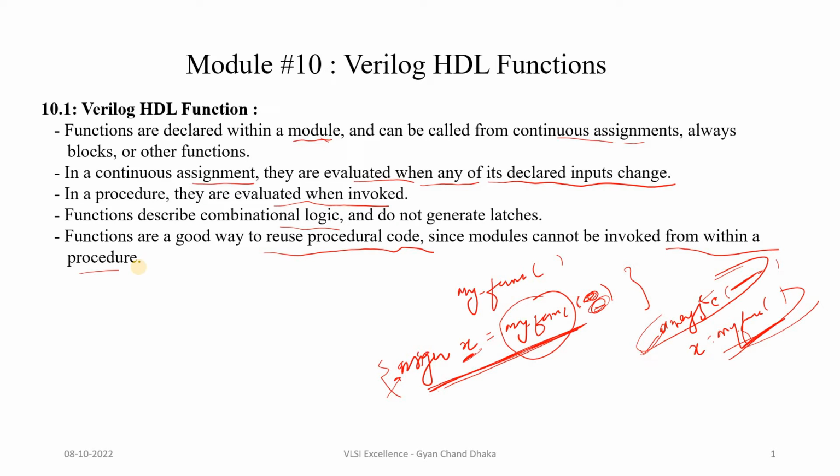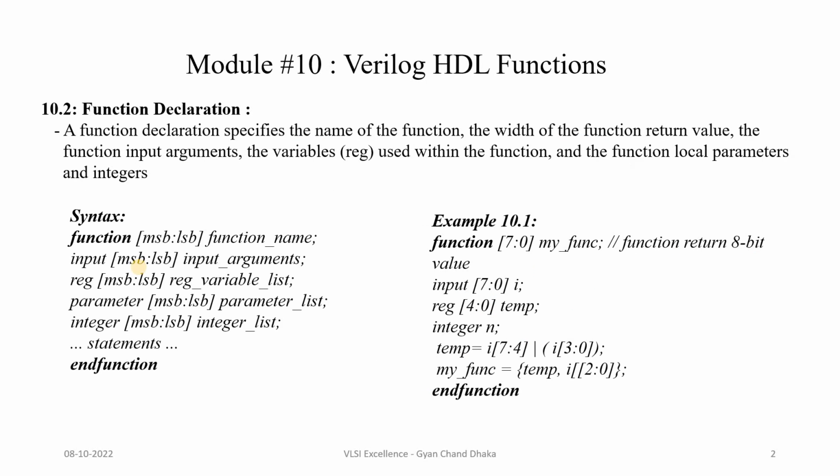Functions are useful in any language because they increase the reusability of code. Because similar code we can implement using functions, and whenever that is needed, we can call that function in our project. So this is the basic advantage of functions. Now let's see the function declarations, how we can declare a function. A function declaration specifies the name of the function, the width of the function return value, and the function input arguments, the local variables used within the function, and the function local parameters and integers. So this is what a function will have.